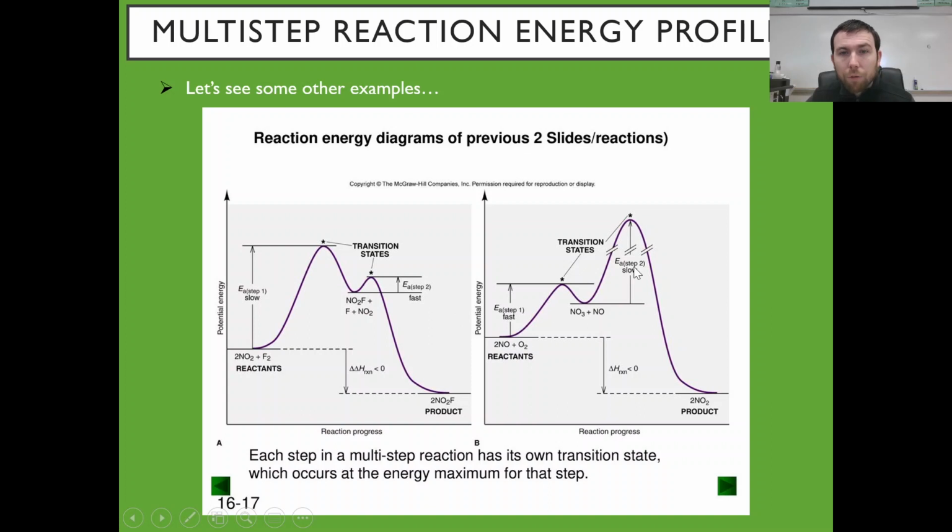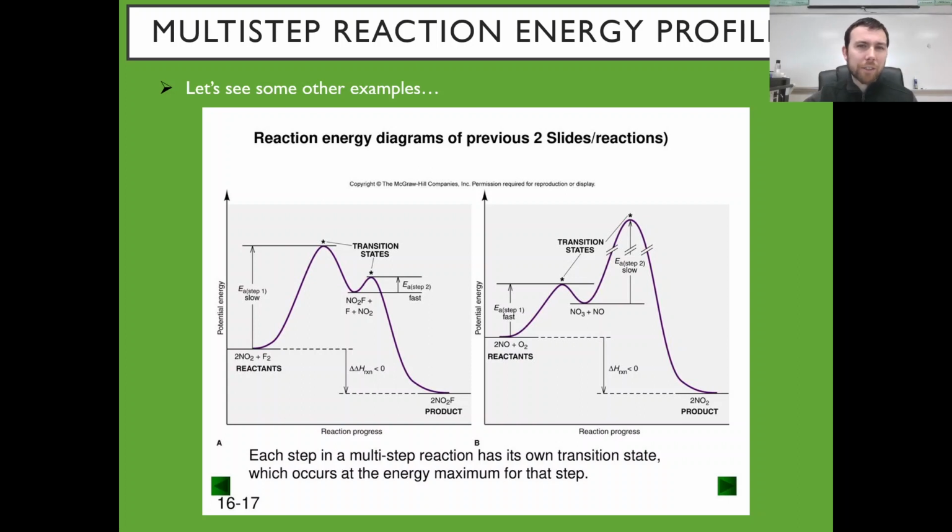In our second profile, a separate reaction, we've still got two steps. But here the first step is the fast step, and the second step is the slow step. We still have two transition states, one here and one here, and an intermediate here. The first step is endothermic, our second step is exothermic, and our overall process is exothermic as well. So just look at those and be able to break them down.